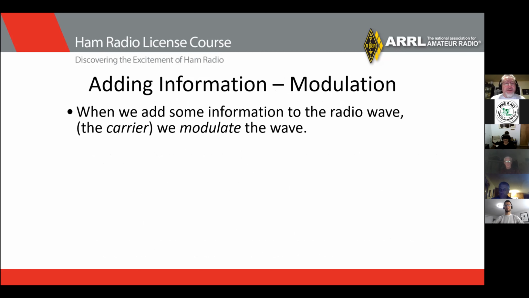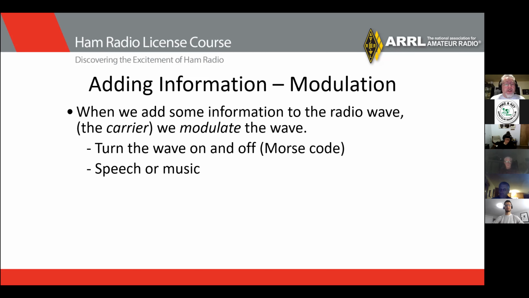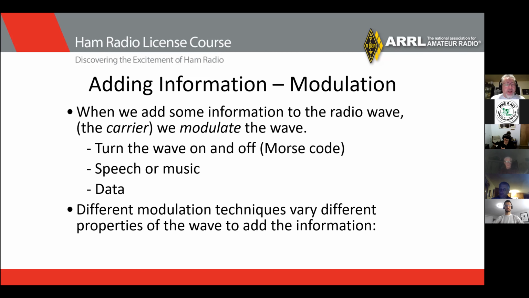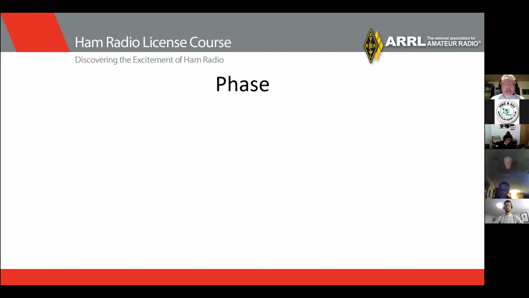Adding information, the modulation. When we add some information to the radio wave or the carrier, we modulate the wave. We turn the wave on and off in Morse code. We add speech or music or data. And different modulation techniques vary different properties of the wave to add the information, like the amplitude, frequency, or phase.